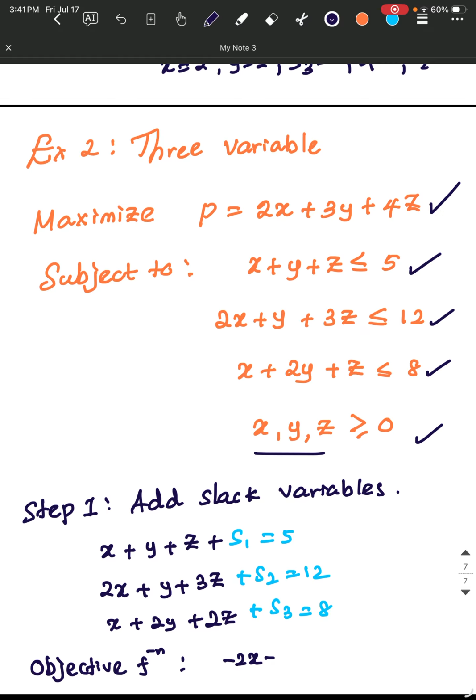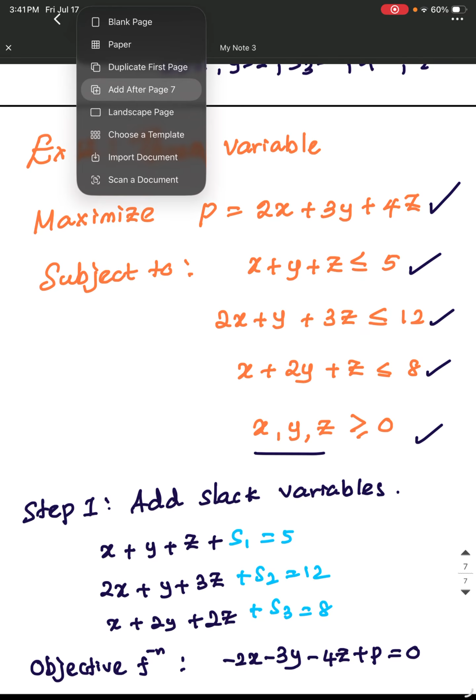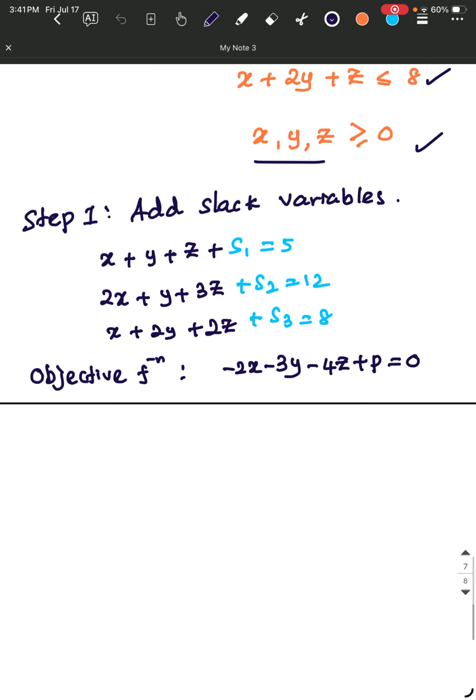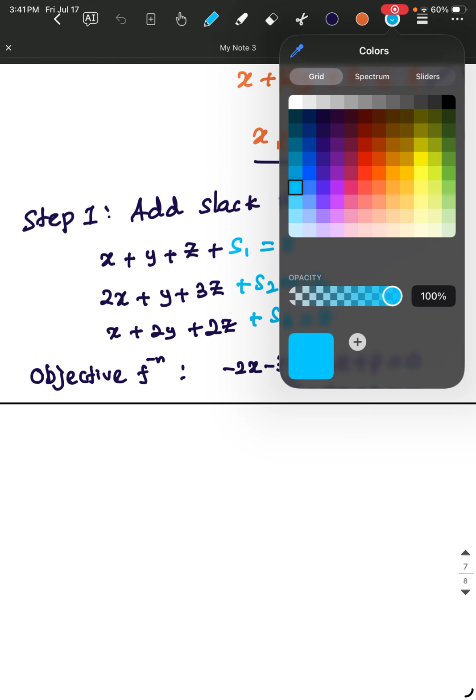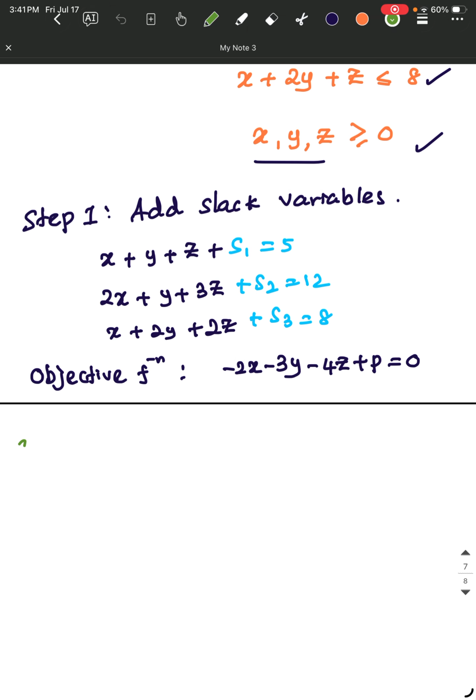Negative 2x, negative 3y, negative 4z plus p equals 0. Okay, then using this, step 1, let's obtain the initial simplex tabular. Step 2, initial simplex tabular.